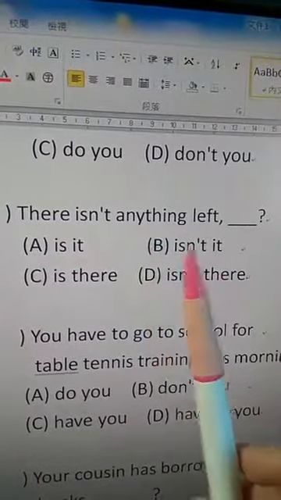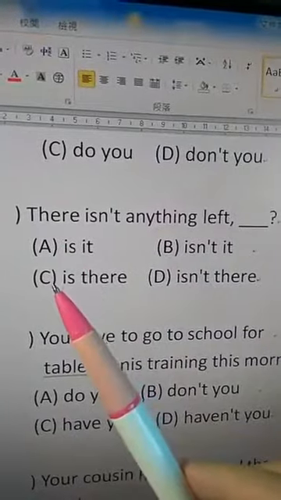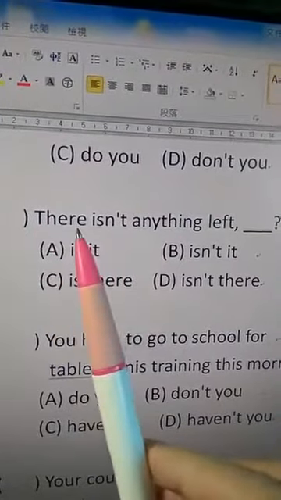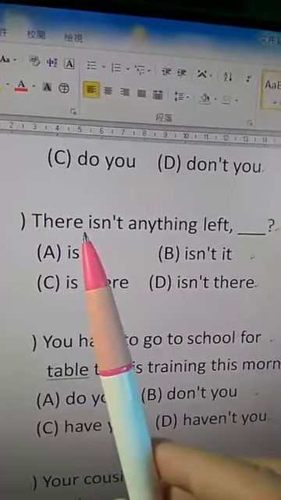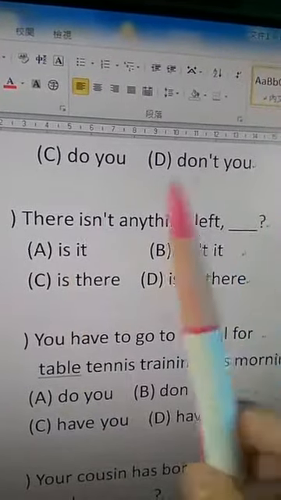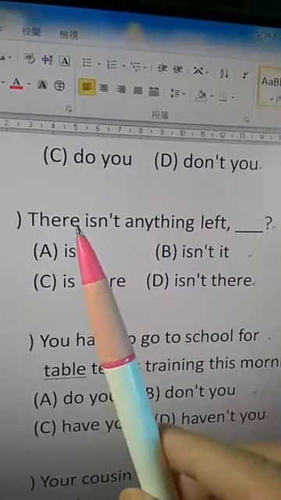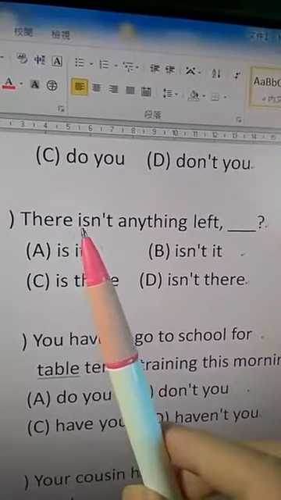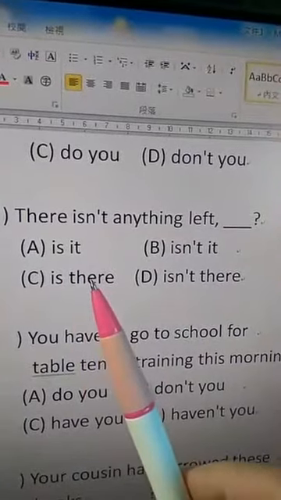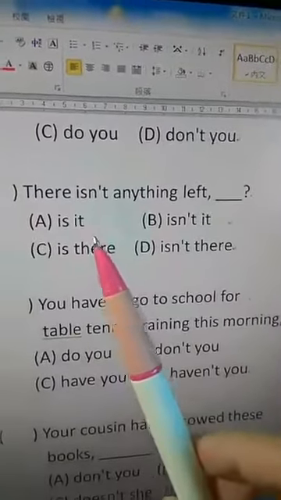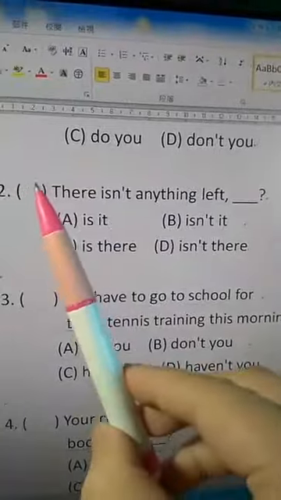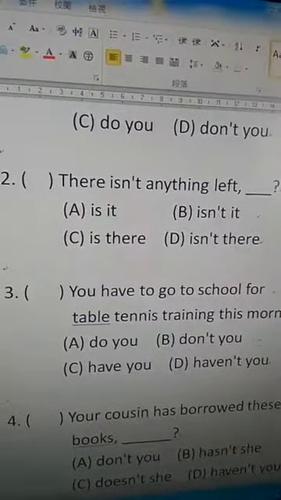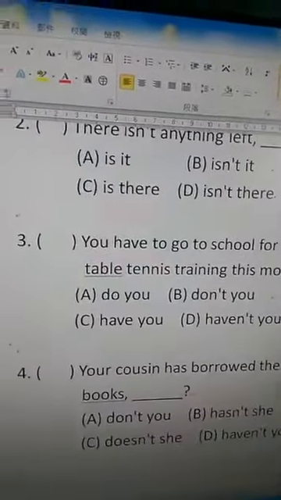So B and D are incorrect. Let's talk about A or C. And whenever, this is a very important tip, okay? Whenever you use there at the beginning of a sentence, then in a tag question, we also use there. That is a very important and basic rule for tag questions, okay? So the answer is there, okay? Did you get the correct answer already? The answer is C, okay? Let's see how many questions you can get.